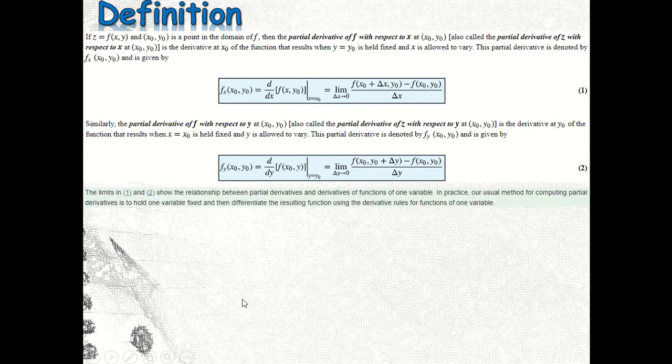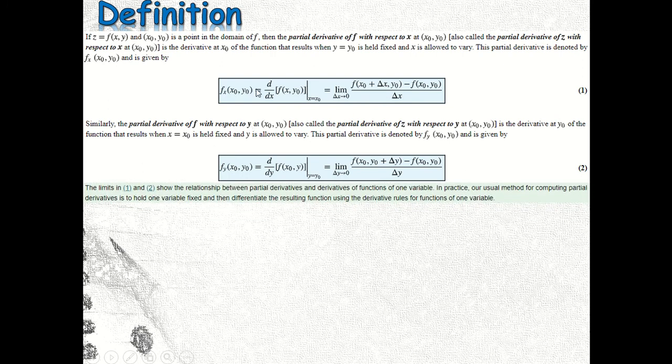All right? So the limits of definition number 1 and definition number 2 show the relationship between partial derivatives and the derivatives of functions of one variable. In practice, our usual method for computing partial derivatives is to hold one variable fixed or constant and then differentiate the resulting function using the derivative rules for functions of one variable. So it means, class, that we still need to use the rules in differentiation that you had learned before when we do partial differentiation.